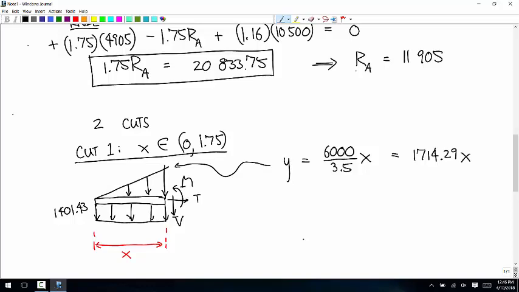Okay, so I called this y just in the equation for the line. Usually I call that the function q of x, but there's something important to notice here. Q of x is the function representing the entire distributed load. There's one function representing this one and one representing this one, and the total distributed load function, that total Q of x, is this plus this. So Q of x is equal to 1714.29x plus 1401.43. And so when we do the derivative check and we take dV/dx, this is what we're going to be comparing it to.